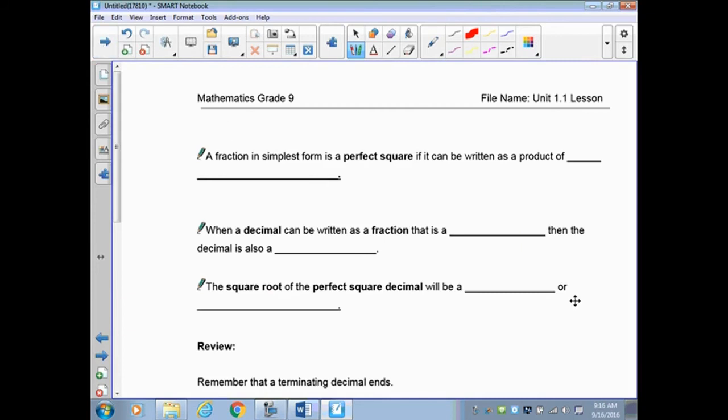A fraction in simplest form is a perfect square if it can be written as the product of two equal fractions. Two equal fractions. All right? I'm going to add a little bit more to this. You can also say, or the numerator and the denominator are both perfect numbers. Okay? The numerator, that's the top number.